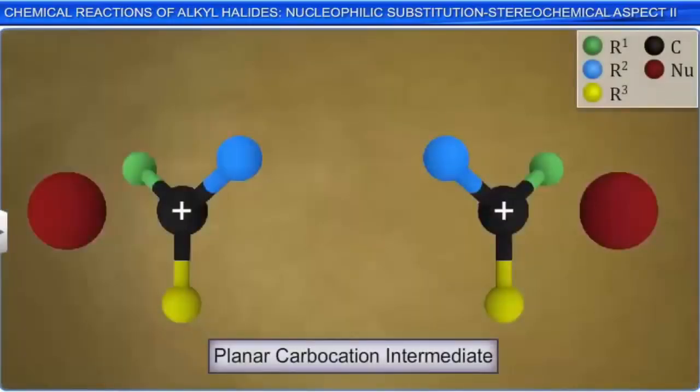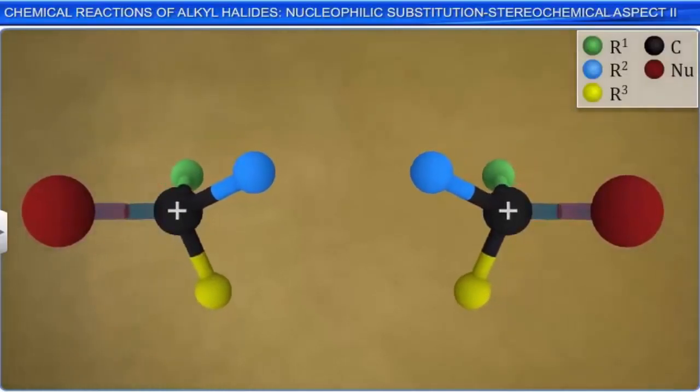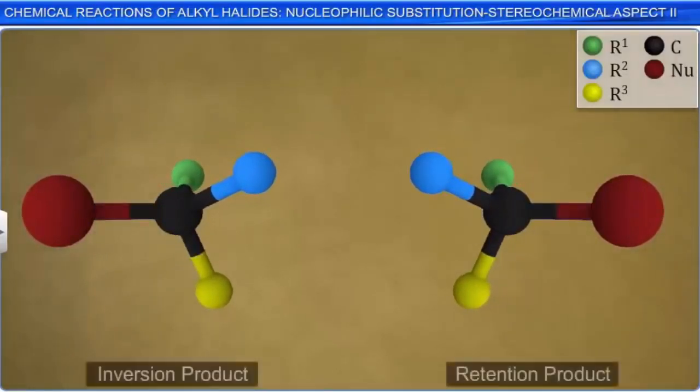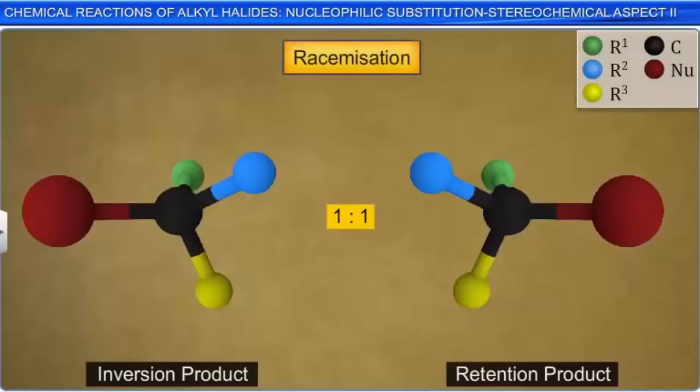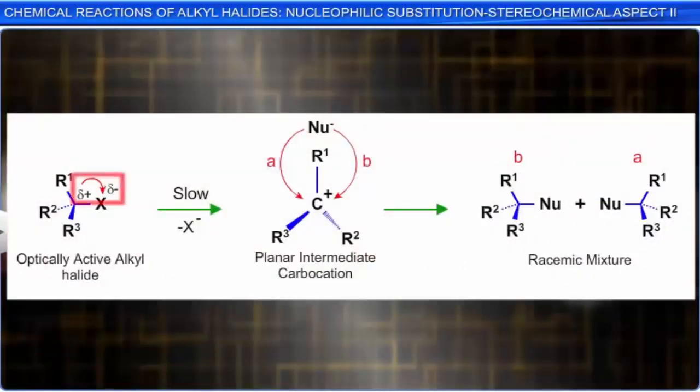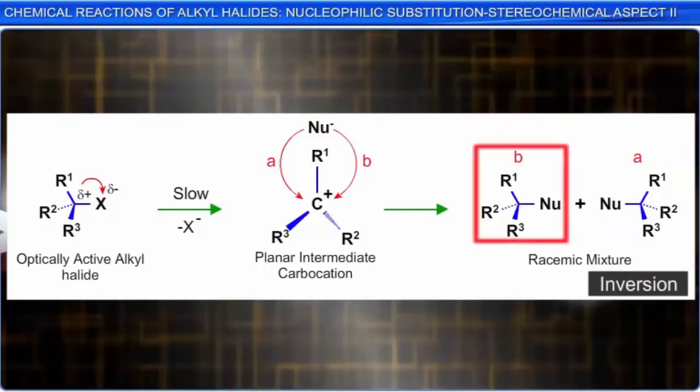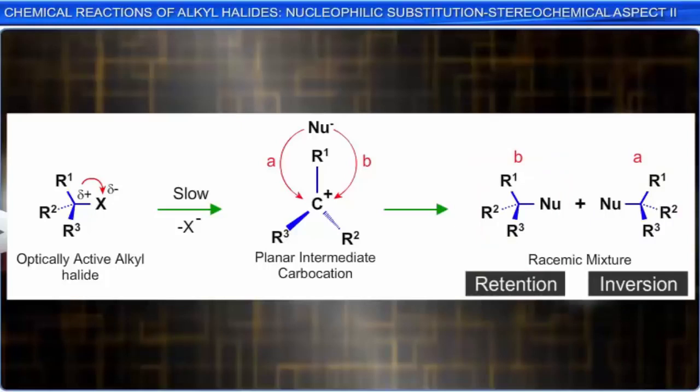In the second step, the attack of the nucleophile on the planar carbocation intermediate can take place from either face with equal ease. This results in the formation of a mixture of products in equal quantities, and this process is known as racemization. In one of these products, there is inversion of configuration, while in the other, the configuration is retained. Thus, the SN1 mechanism is accompanied by racemization.